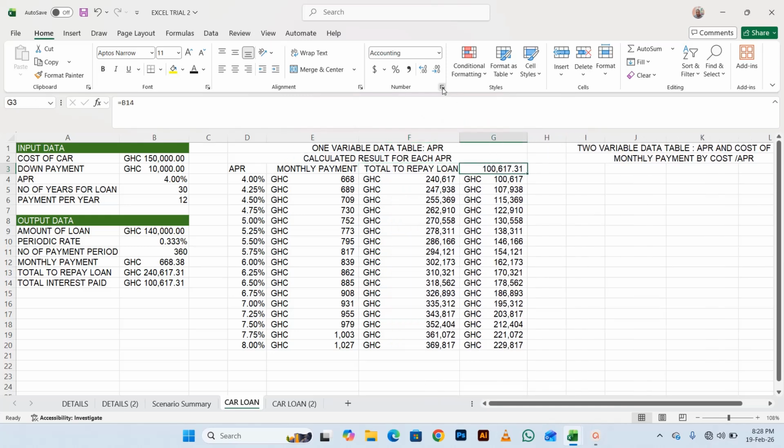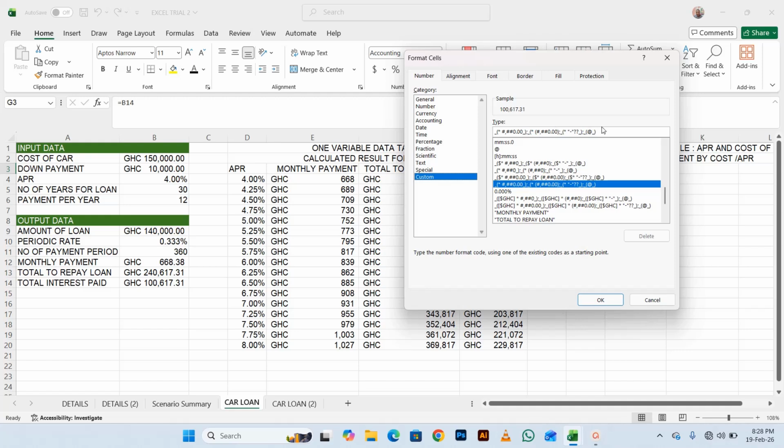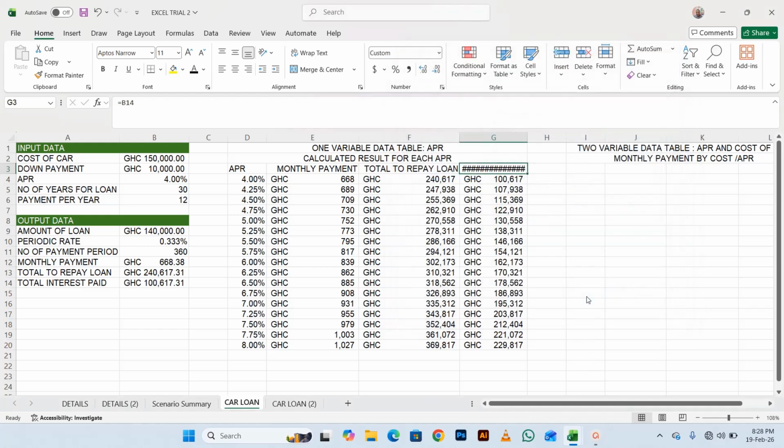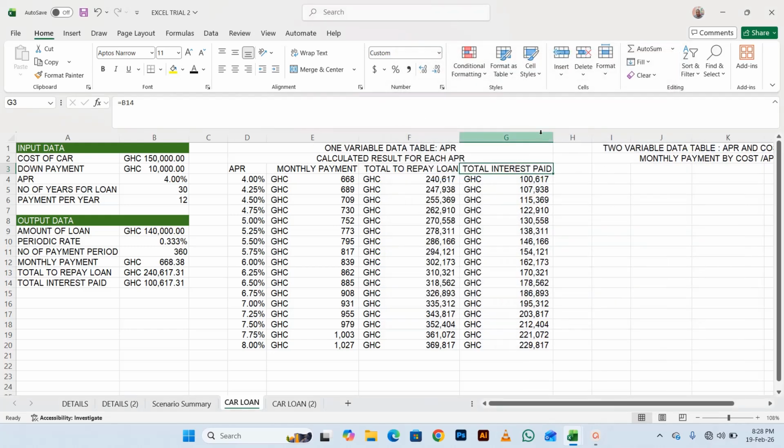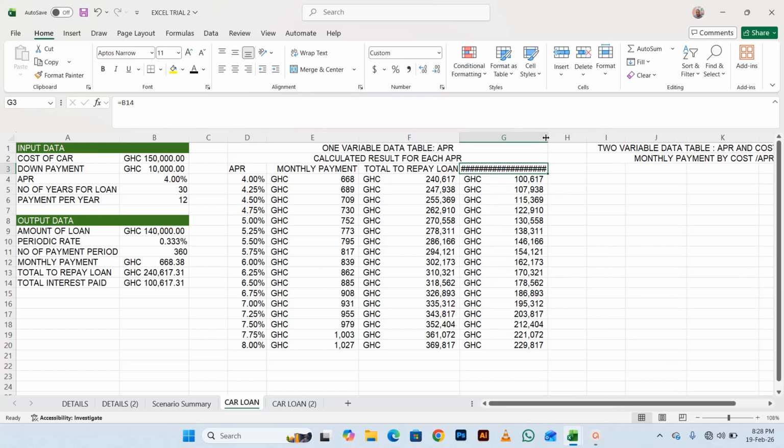The next one, you customize it. You delete everything here, and then you type in Total interest paid. Then you bring it down. So this is a sample. And then you just click enter. So you're done with that one too.